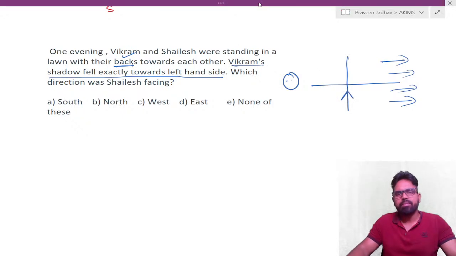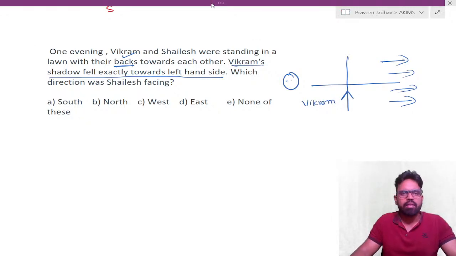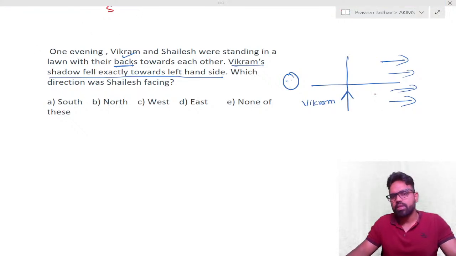Can this guy be Vikram? Tell me, everyone. The shadow is onto his right or left? This is right, right? If this is right, can this be Vikram? Vikram's shadow fell exactly towards the left hand side. Can this be Vikram? Yes or no, everyone there.